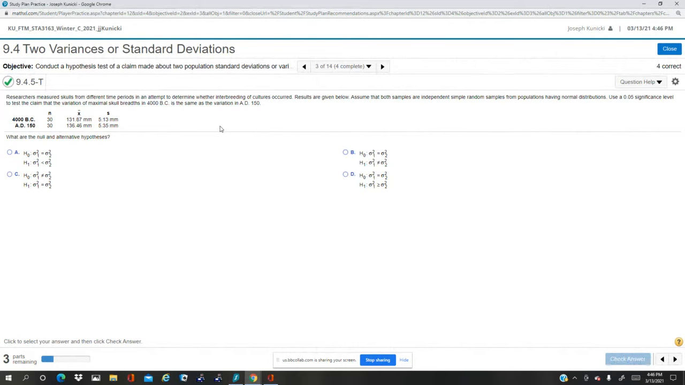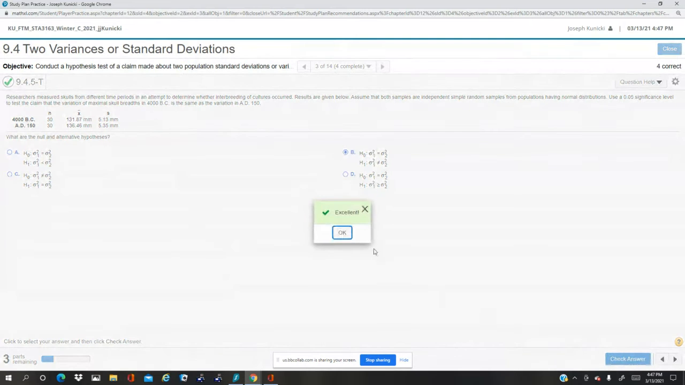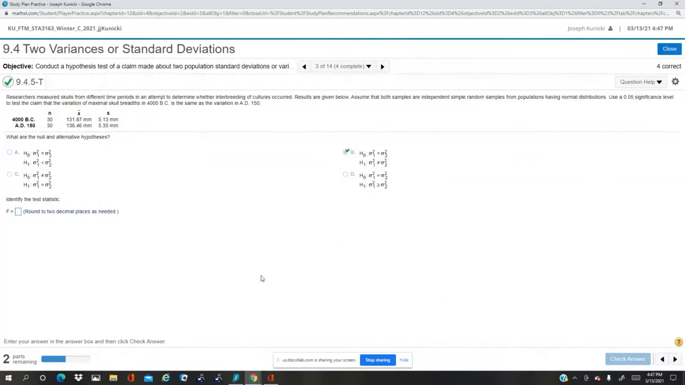Now you've got to remember that we're using S as the sample standard deviations, and the larger one is S1. So the AD 150, the 5.35, is the larger one. But before we do that, let's figure out that B is the correct answer. Okay, so it's a two-tailed test for whatever that's worth.